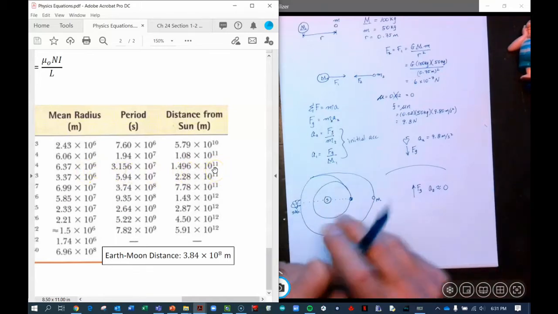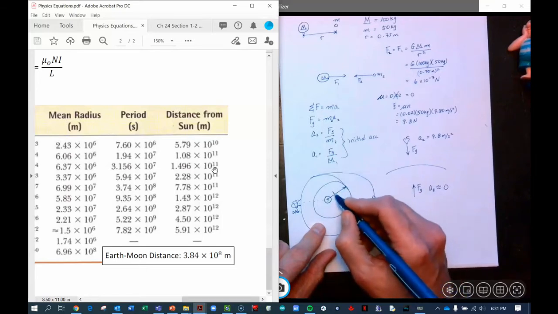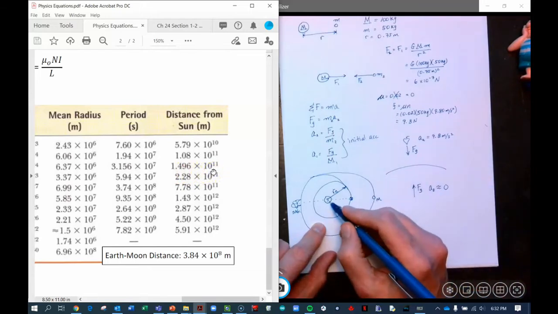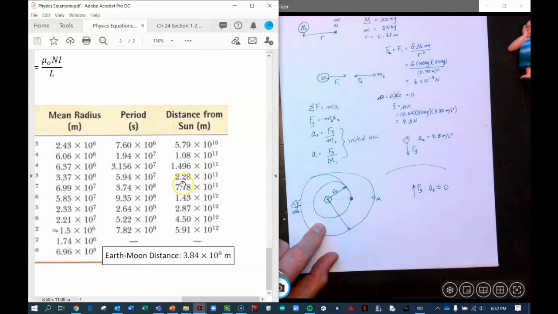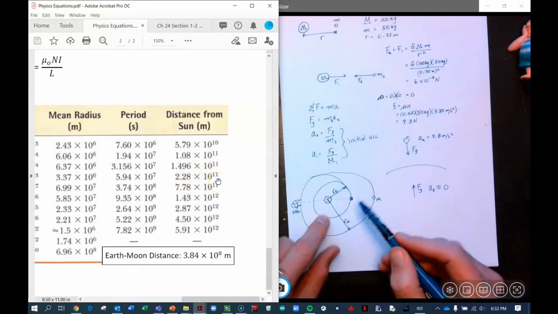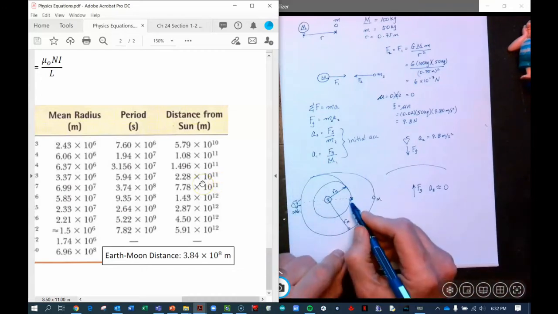This distance between the Sun and the Earth, call that RE, that is about 1.5 times 10 to the 11 meters. And the distance between the Sun and Mars is about 2.3 times 10 to the 11 meters. We'll call that RM. And those distances are huge compared to these little distances.